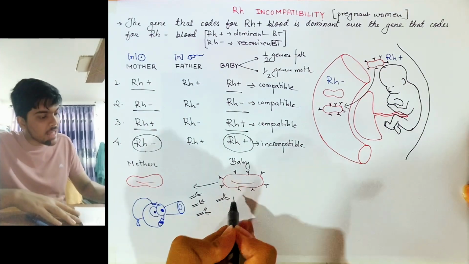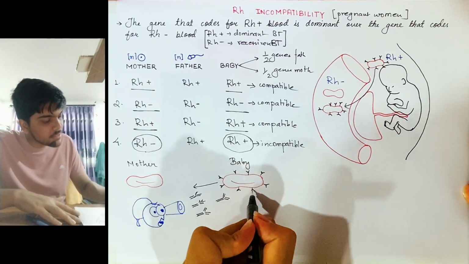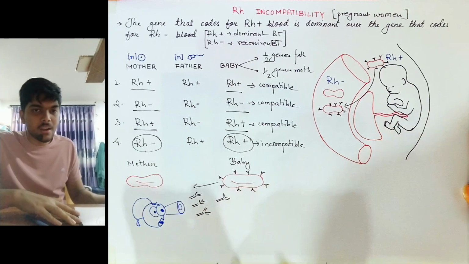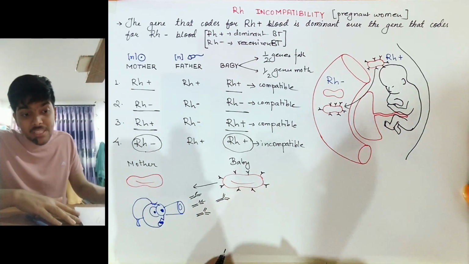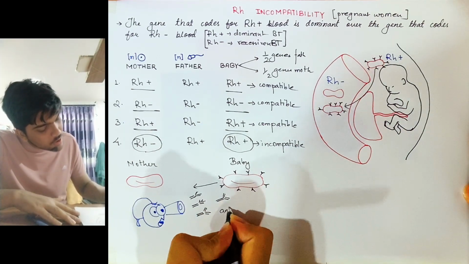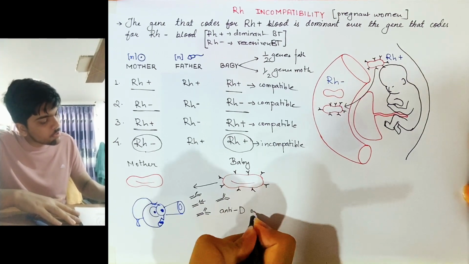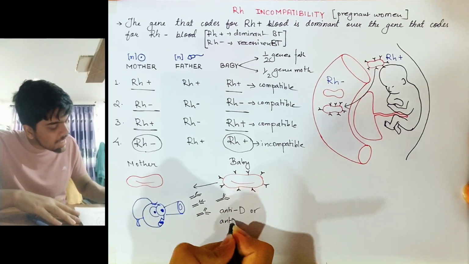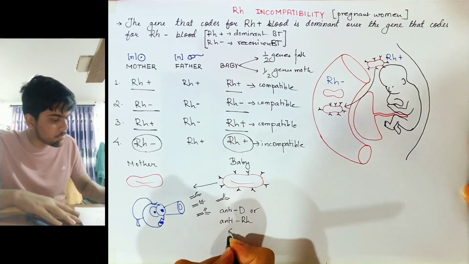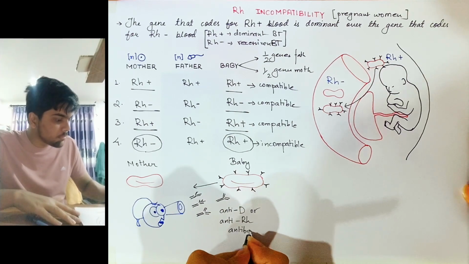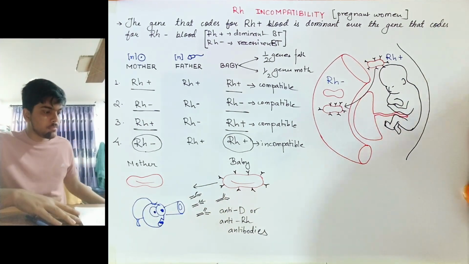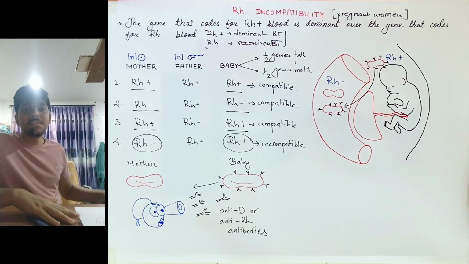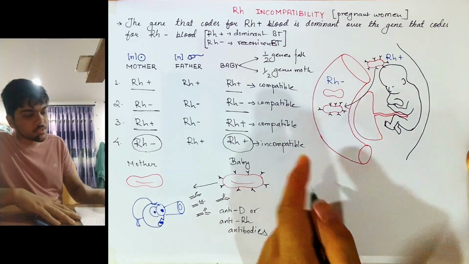These missiles attach themselves to these antigens and destroy the red blood cell. And what are these missiles called? These missiles are called anti-D or anti-Rh antibodies. This happens during the first pregnancy.